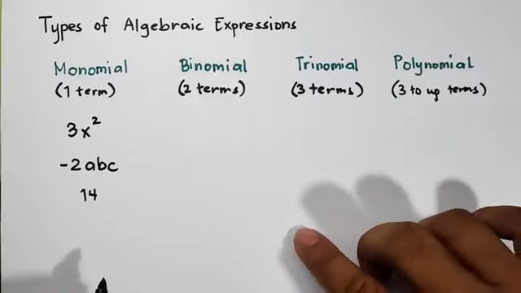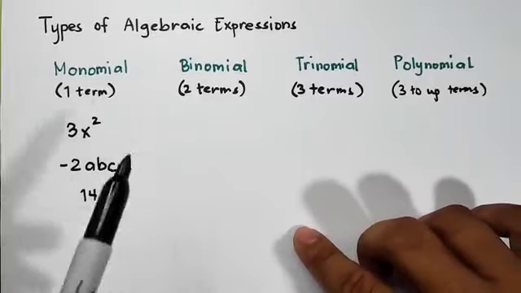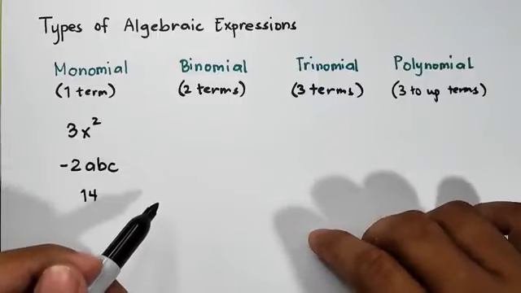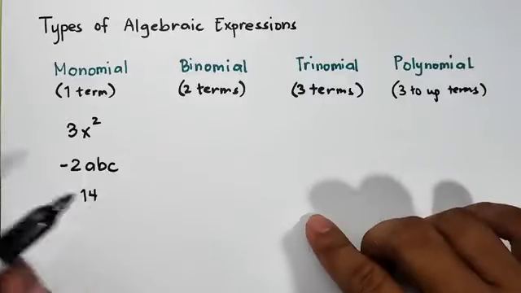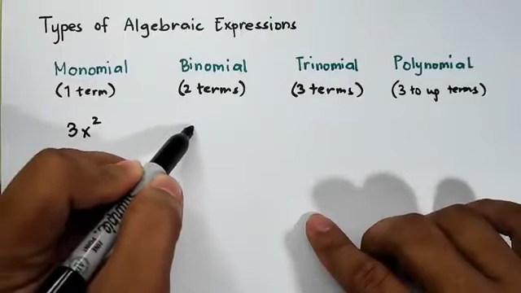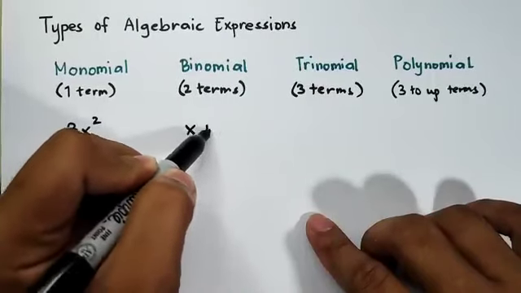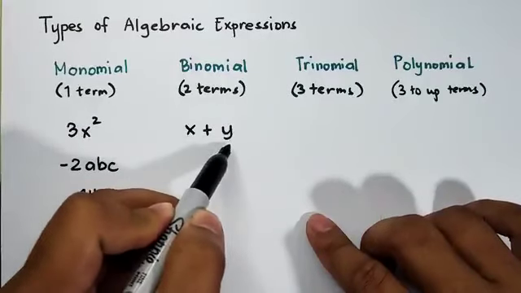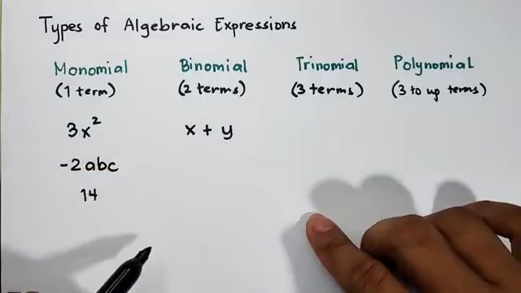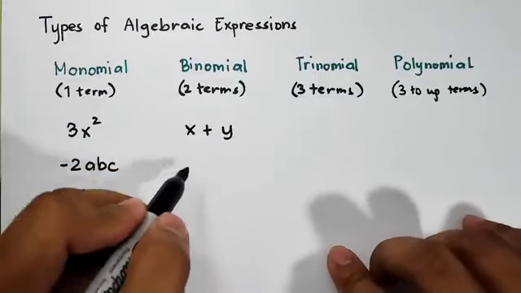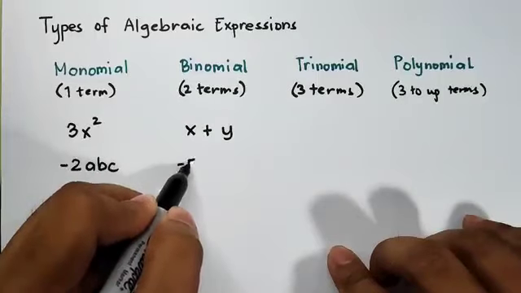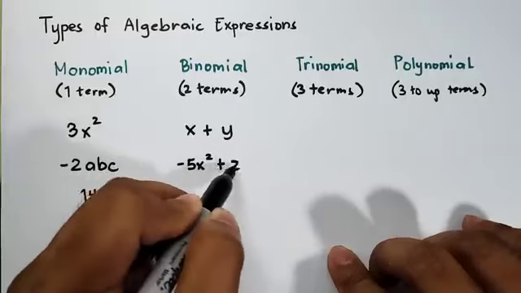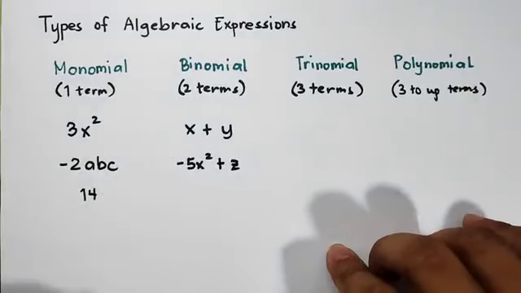So let's continue with the binomial. For the binomial naman, 2 terms. So again, I told you earlier that the terms are separated by the addition or the subtraction symbol. First example of binomial is x plus y. 1 and 2, first and second term, separated by the addition sign. So let me give you another example. We have negative 5x squared plus z. This one is also an example of binomial.